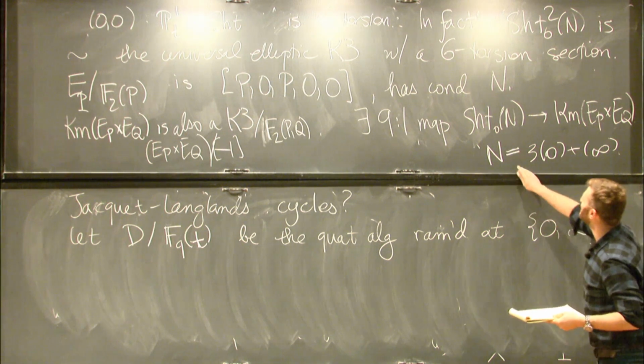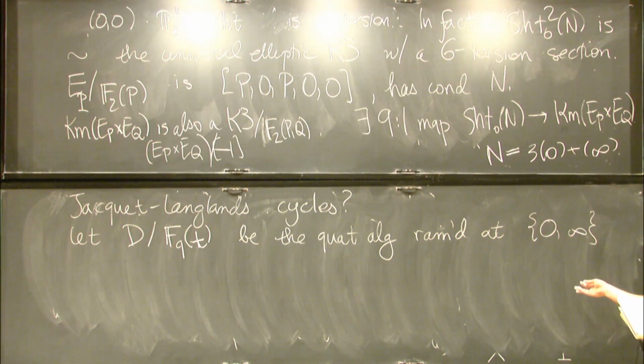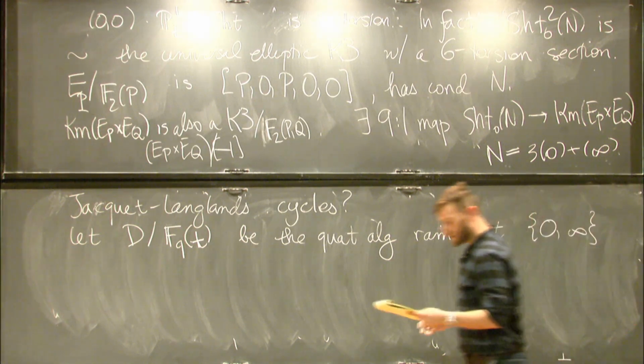So, right, Noam also could handle this case. It's another elliptic curve. You again get two K3 surfaces, but this time the map between them is 4-to-1. Go figure. All right. So this is the quaternion algebra ramified. Okay, good.